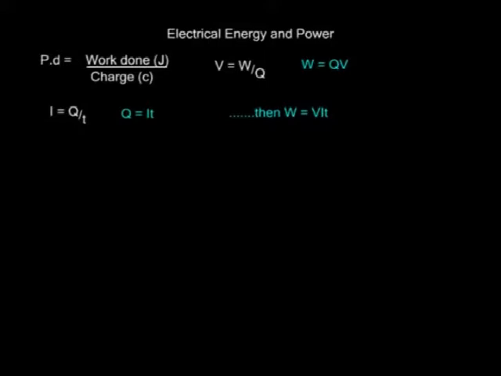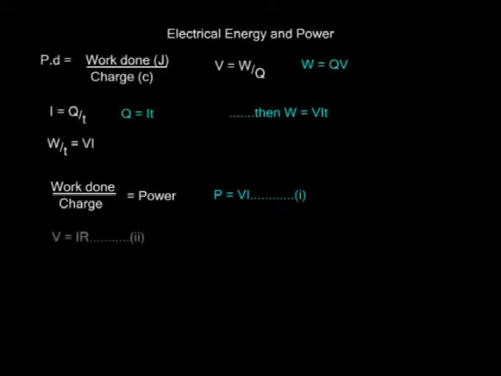So the work done in pushing a charge around an electrical circuit is given by W is equal to VIT. So that W over T is equal to VI. But then work done over time taken is equal to power, and hence electrical power is given by P is equal to VI. From Ohm's law, V is equal to IR. Substituting equation 2 in 1, power is equal to I squared R.